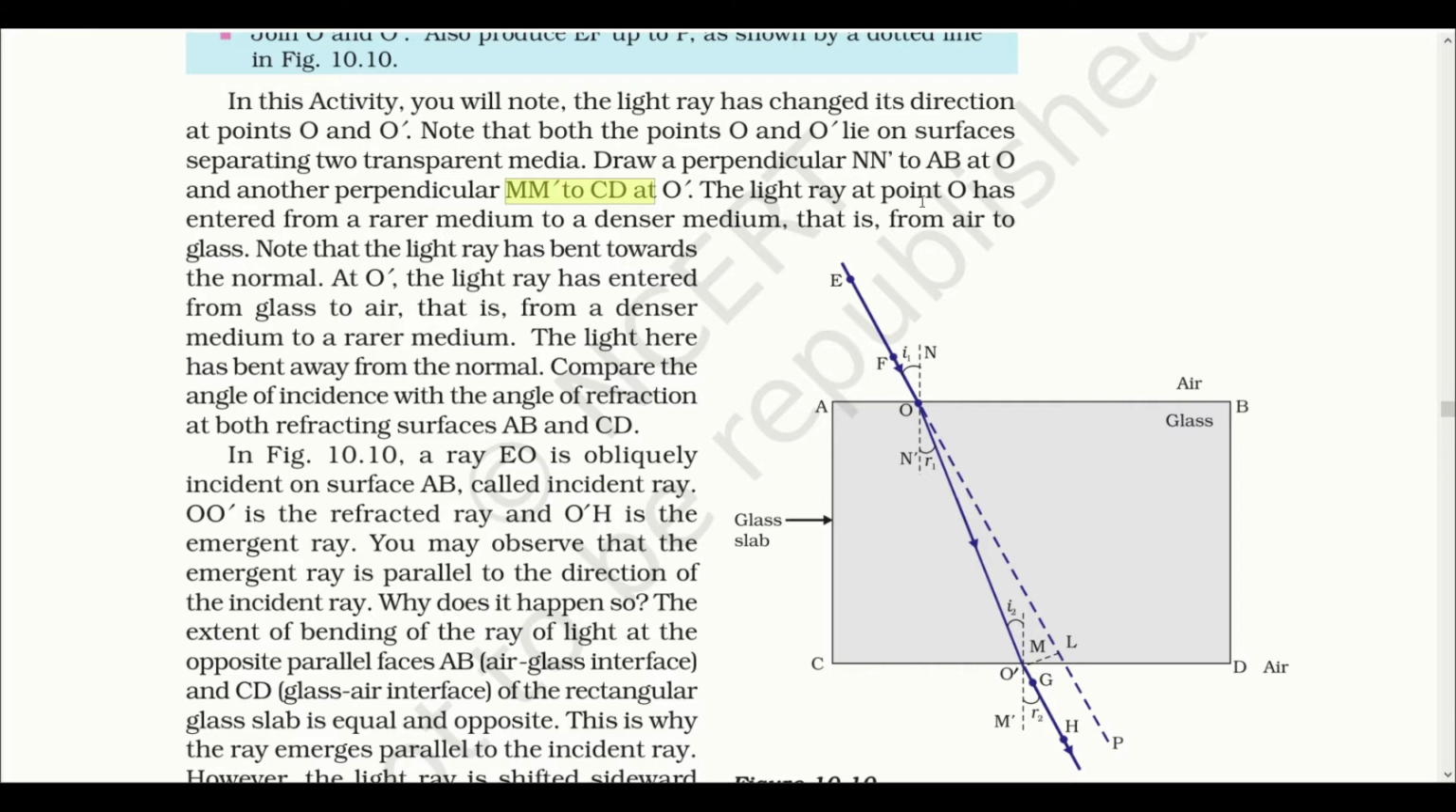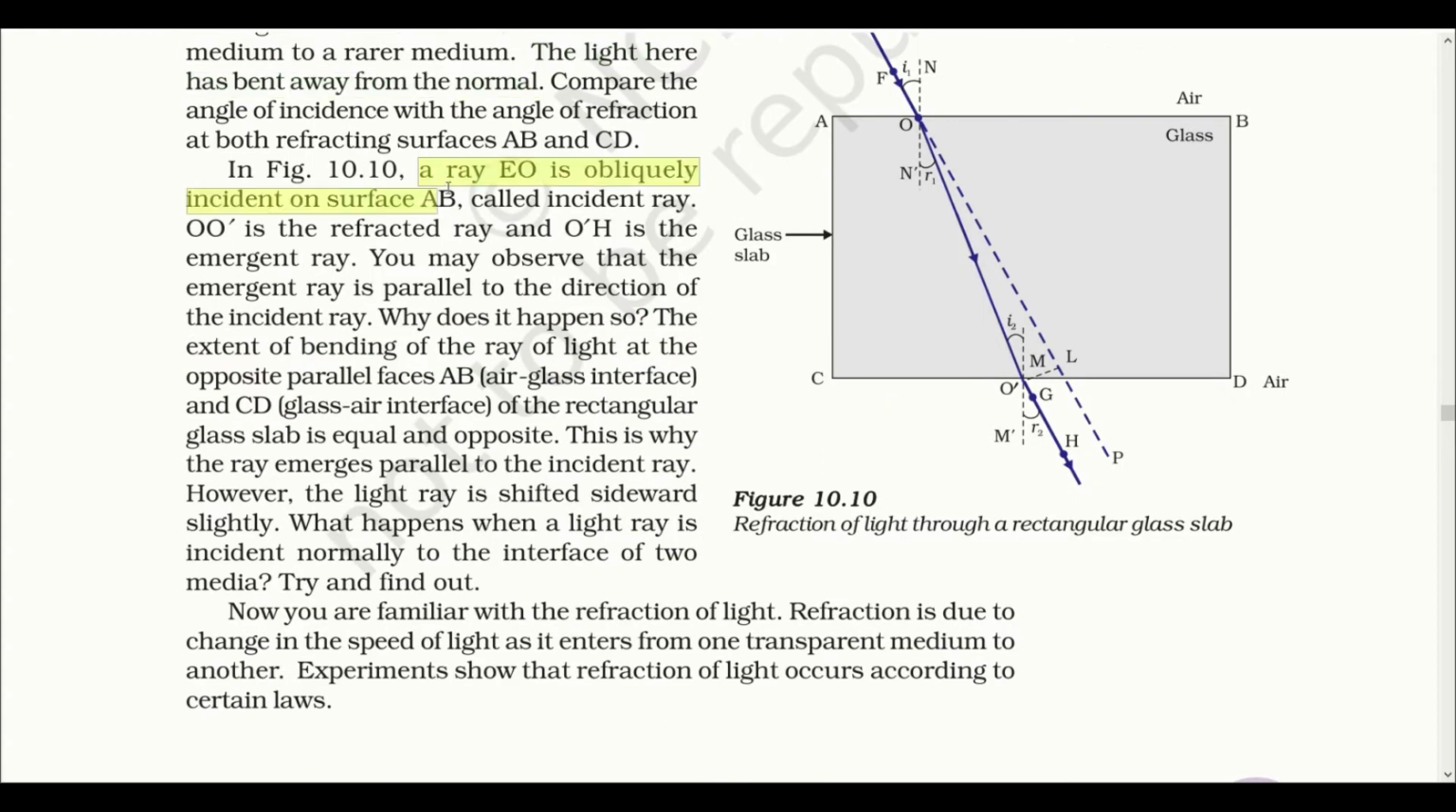The light ray at point O has entered from a rarer medium to a denser medium, that is from air to glass. The light ray has bent towards the normal. At O dash, the light ray has entered from glass to air, that is from a denser medium to a rarer medium. The light ray here has bent away from the normal. The ray EO is obliquely incident on surface AB, so it is called the incident ray. OO dash is the refracted ray, and O dash H is the emergent ray.